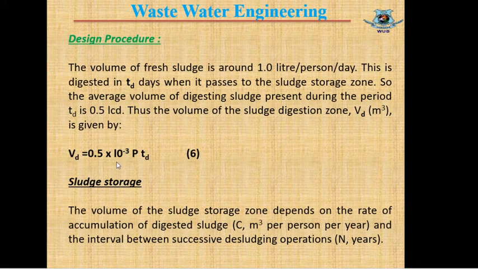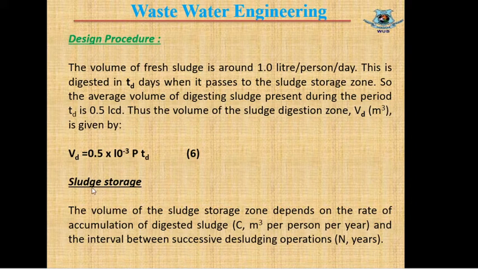The 10 to the power minus 3 is to convert this item from liter to meter cube, and 0.5 is there as the fresh sludge digests only 0.5. So this item is multiplied here in this equation. We just need to remember this formula to calculate the volume VD.